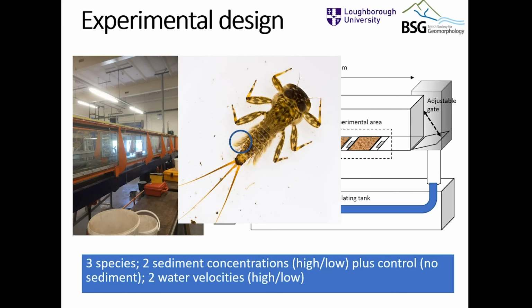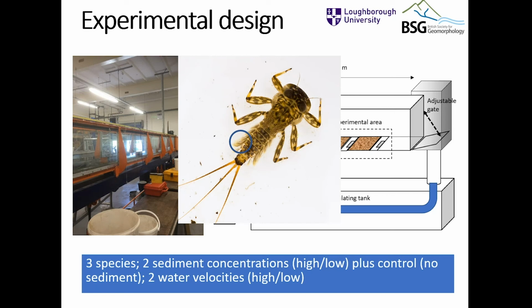So in order to do this, I exposed 3 taxa of macroinvertebrates at 2 sediment concentrations plus a control, and then I used 2 different water velocities to try and see whether high or low velocity would affect potentially the abrasive forces of fine sediment. And after exposure, I removed the tracheal gills of each insect taxa.